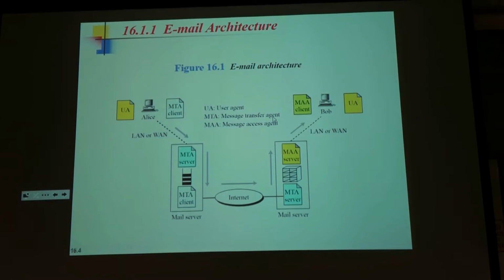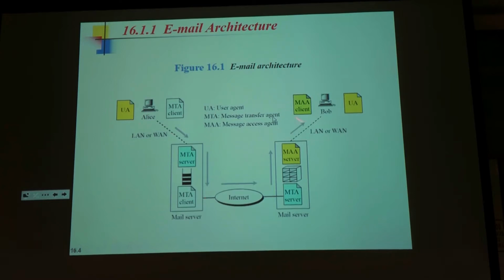For the email architecture, as you see here, you have a user agent and a message transfer agent. Alice would like to send an email to Bob, so she has a user agent and a message transfer agent. So Alice will send the email.